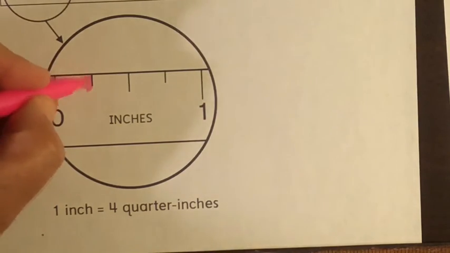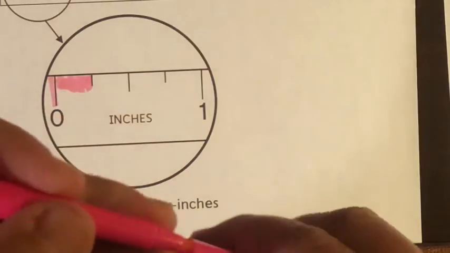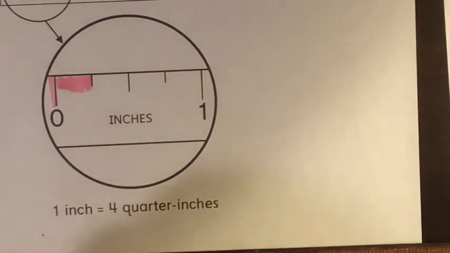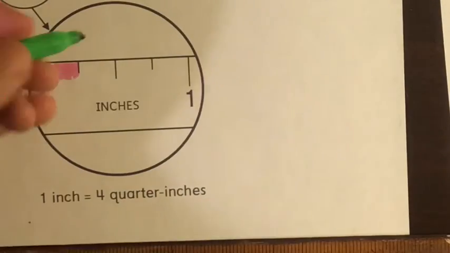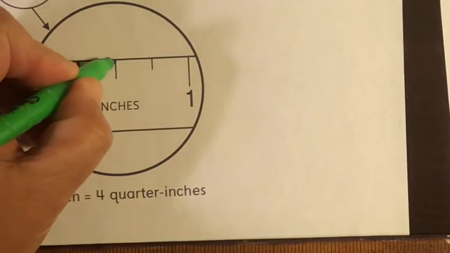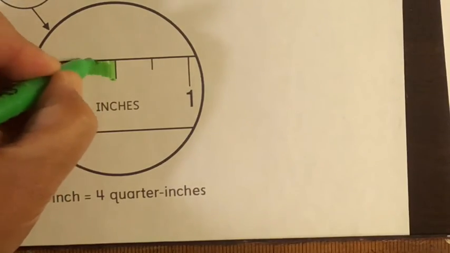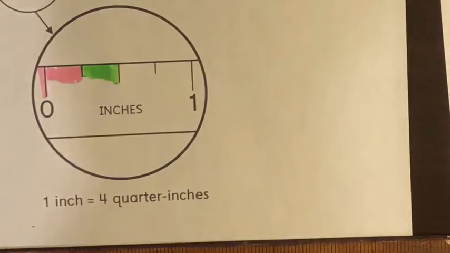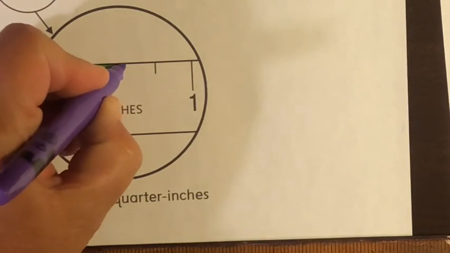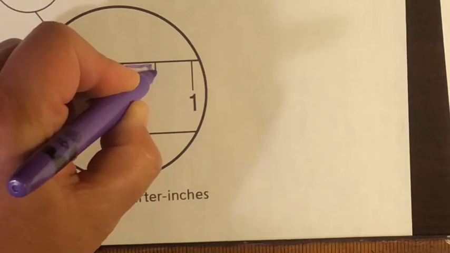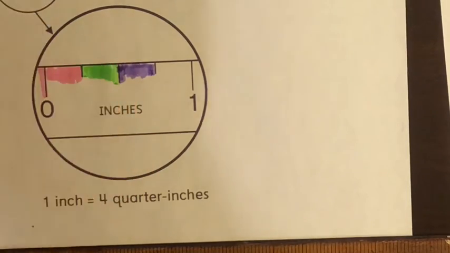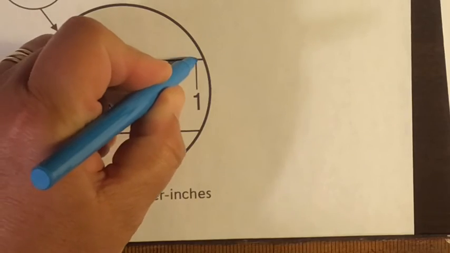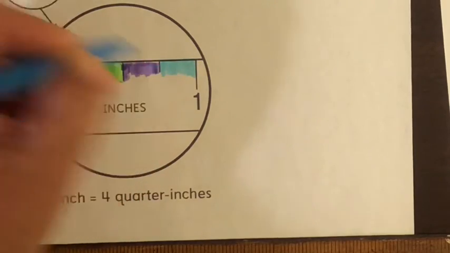That's one section or one part. And then from here to here is a part. I've been talking about partitioning shapes, and that's basically what's important here. From here to here is a part, and the last section I want to talk about, from here to reaching 1, that is a part.